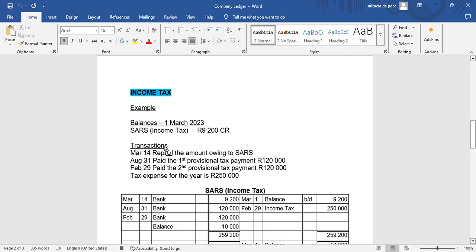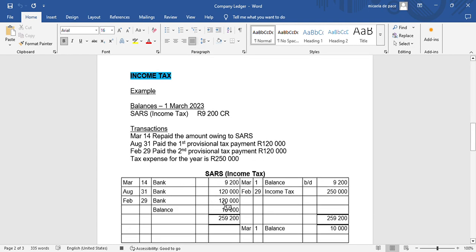Right, then we come to the transactions. On the 14th of March, we repaid the amount owing to SARS. So you take the 9,200 and you pay it back, taking your liability down to 0. Then, as I said, you're going to make 2 provisional tax payments. Now that provisional tax is tax paid in advance, and it's based on the profit you expect to make. At this stage, SARS is regarded as an asset because you paid that tax in advance. If you don't make a profit, or if the company closes down, then SARS owes that money back to the company. So at this point here, SARS would be an asset.